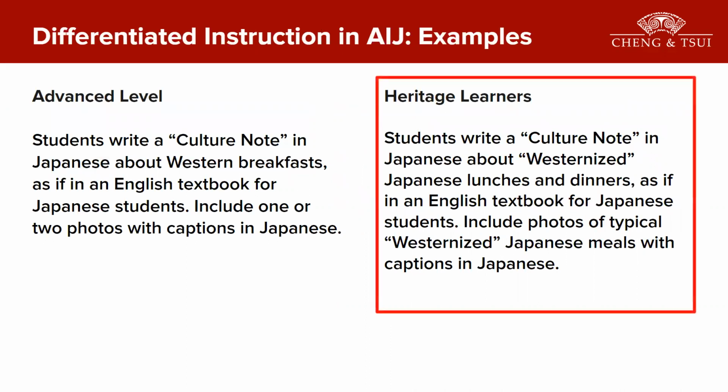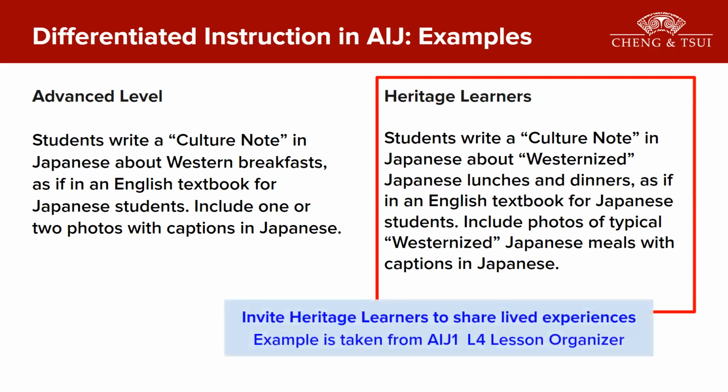For heritage learners, we suggest students write a culture note in Japanese about westernized Japanese lunches and dinners, as if in an English textbook for Japanese students. This example invites heritage learners to share personal lived experience or history. The example is taken from AIJ Level 1, Lesson 4, Lesson Organizer.